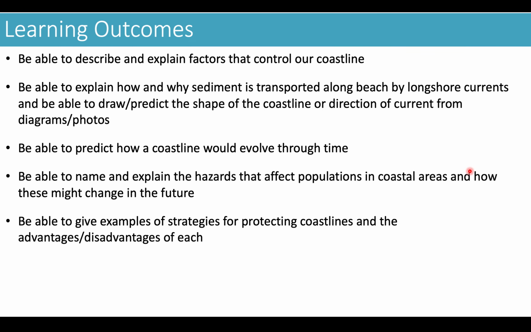For the last part of our lecture, we're just going to talk about coastlines in a little more detail. Now that we've learned about waves, let's think about what those waves do to our actual coastline. We're going to look at the different factors that control coastlines and what coastlines look like, and then we'll look at sediment transport as well as deposition. We've talked about that a little bit. Then we'll look at the evolution of coastlines, and at the end, look at hazards that affect the people that live on coastlines and how these things might change in the future, and talk a little about some ways to protect our coastlines.